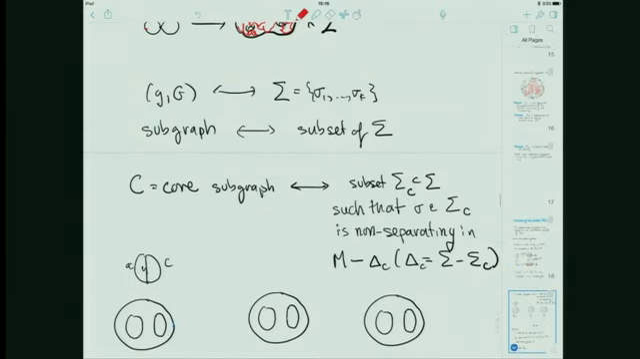And in this picture, what does a core subgraph correspond to? Well, it corresponds to a subset.